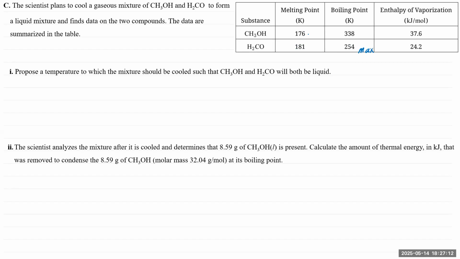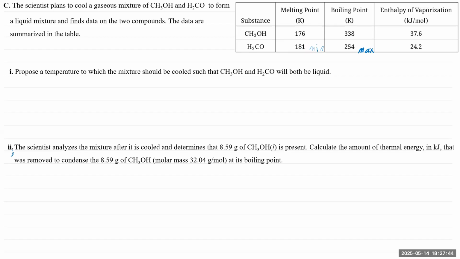However, at 176, the temperature would be too low for our formaldehyde. So essentially what we want is the temperature to be between these two right here, right? So propose a temperature to which the mixture should be cooled. The answer key is probably going to give you a range, which is probably greater than 181, but less than 254. So I'm just going to write approximately 200 kelvins, right?